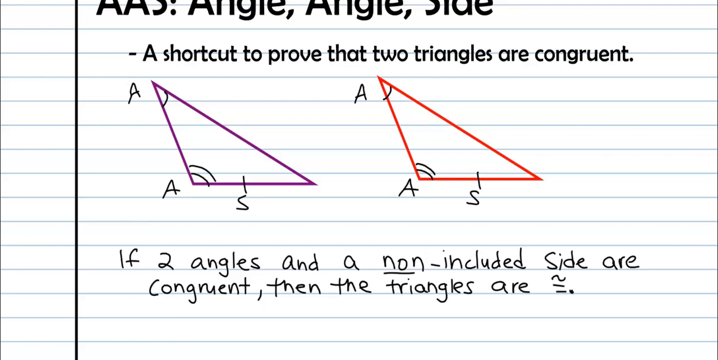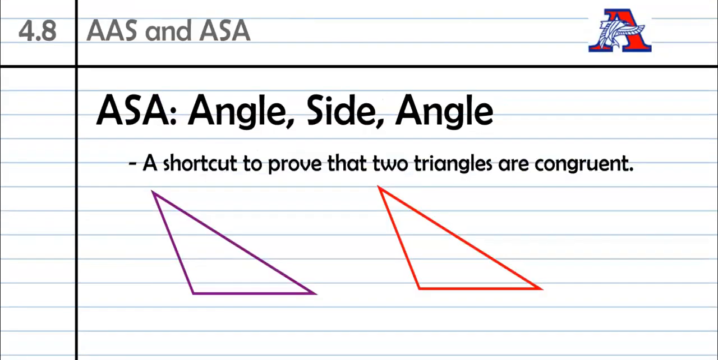All right, angle, angle, side. The second one is angle, side, angle. And once again, it's a shortcut to prove that two triangles are congruent. So this one would look like this. It would be angle, side, angle. And we would obviously have to have the same thing on the other triangle. Angle, side, angle.